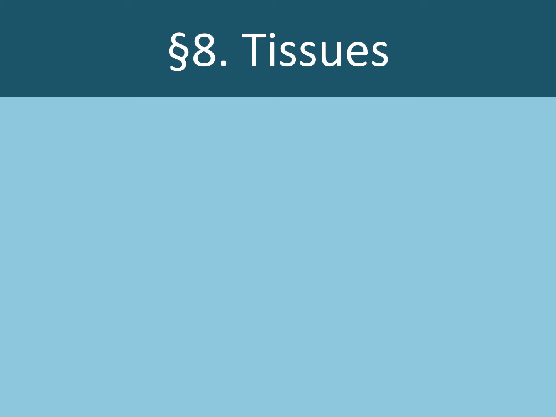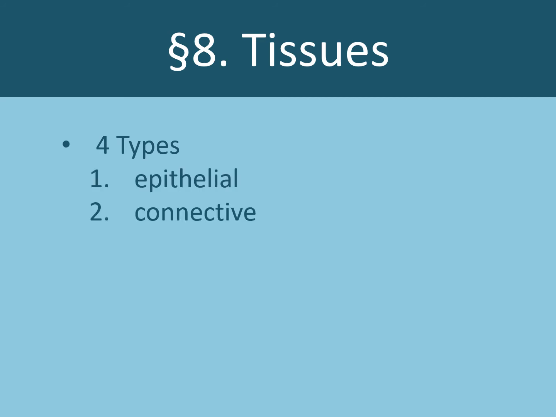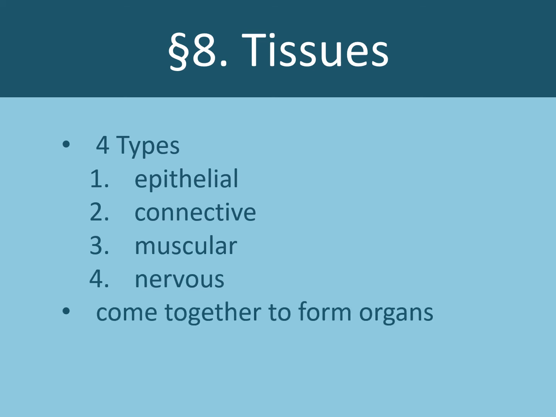There are 4 different types or categories of tissues. These are the epithelial tissue, connective tissue, muscular tissue, and nervous tissue. These different tissue types come together to form organs. Some organs, like the heart, contain all 4 types of tissue.